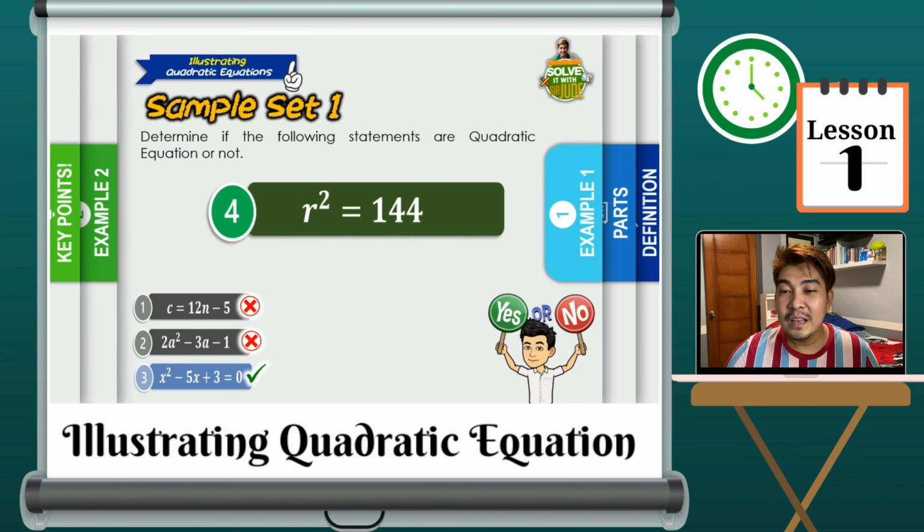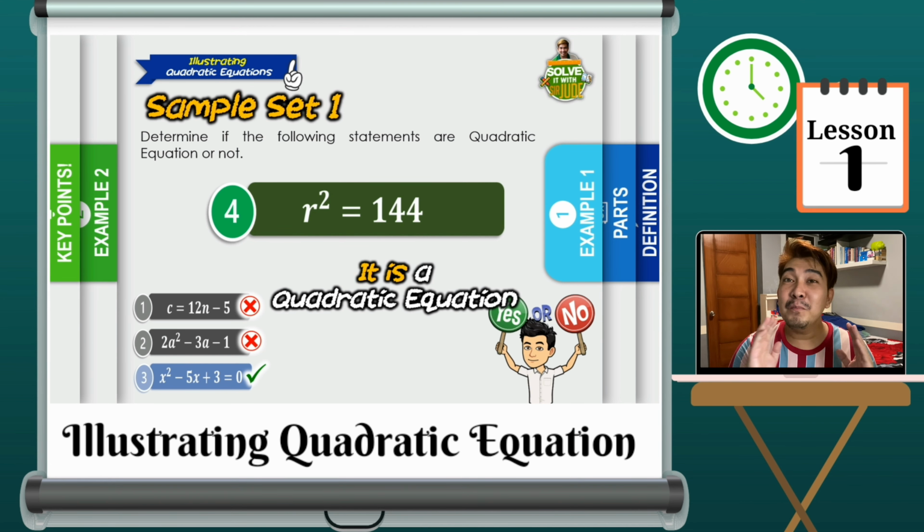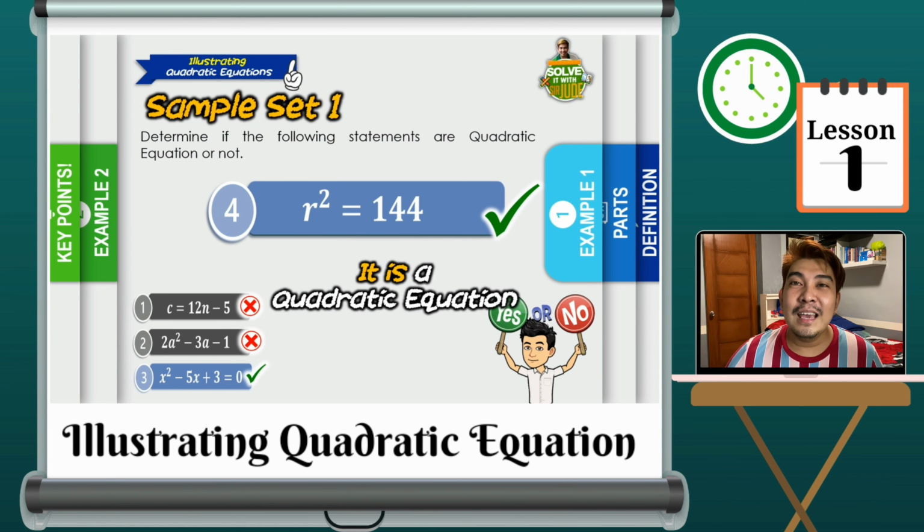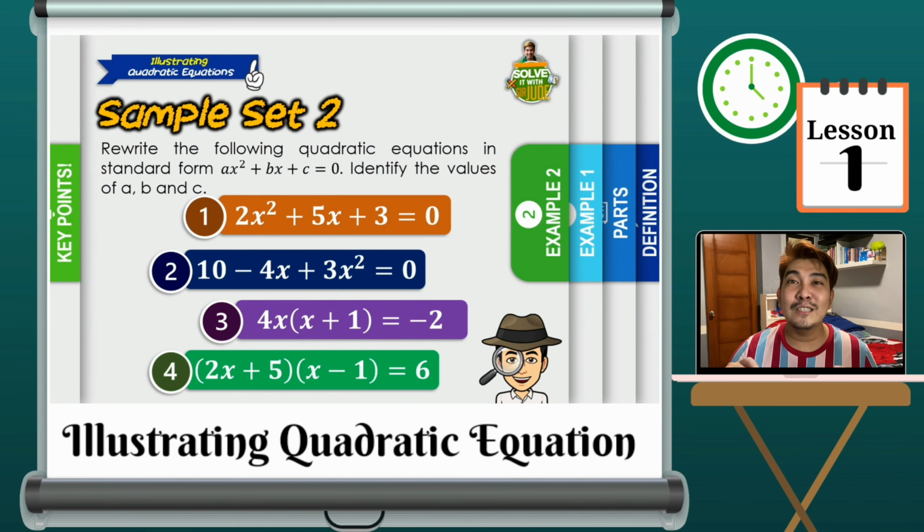Next, number 4. We are given with r squared is equal to 144. Now, is it a quadratic equation? So, obviously, it is a quadratic equation kasi may equal sign na siya at the same time, meron pa siyang quadratic term. Ano yung quadratic term niya? So, that will be r squared. So, for this case, hindi malalaman kung ano yung values ni A, B, and C immediately because it is not yet written in its standard form. So, ang goal kasi natin for sample set number 1 is to determine kung ano na yung quadratic equation. So, for this one, sample set number 2, kailangan naman natin mag-write ng quadratic equations into standard form.